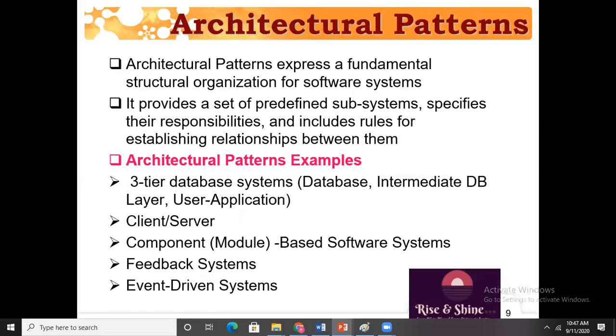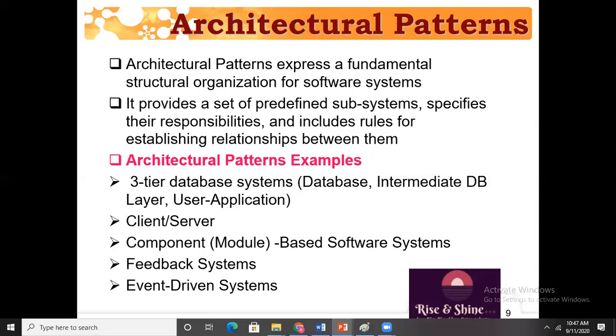But I will give you some introduction about architectural patterns here in this video. So what do we mean by architectural patterns? Architectural patterns are used to express the fundamental structural organization of a software system. They provide a set of predefined solutions to divide the whole system into subsystems and their responsibilities, and include the rules for establishing the relationships between those subsystems. That is, these patterns are used to develop the architecture of a system, that is, how to divide systems into subsystems.